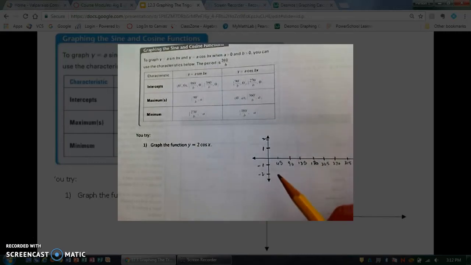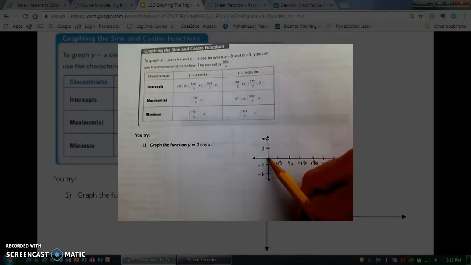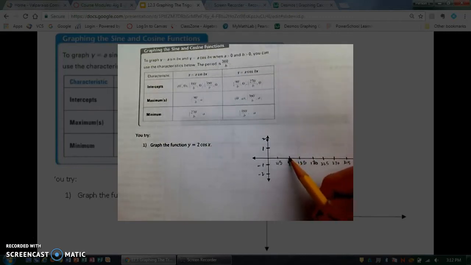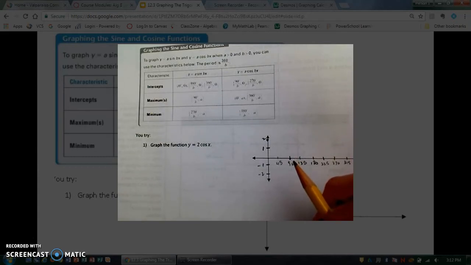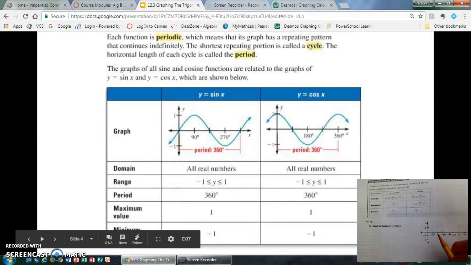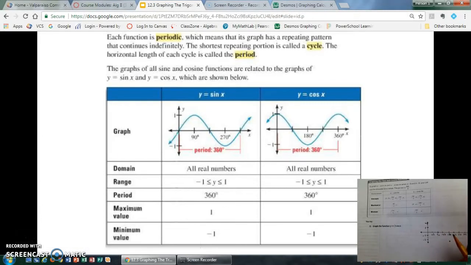So the cosine graph, remember, starts when degree measures 0. The y value is 1. Now because it's 2 times the cosine, our y value is going to be 2. We know that it zeros at 90. And its minimum value is at 180. So now that minimum is negative 2. At 270, it has a value of 0 again, and at 360, it has its maximum value.